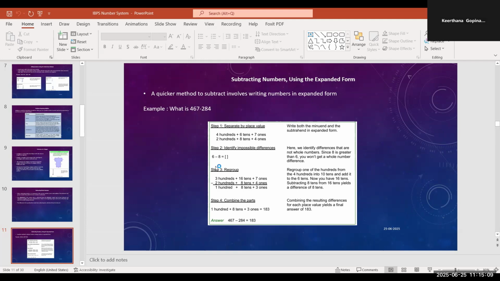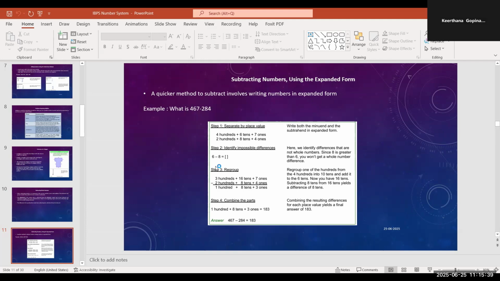And then you do the subtraction and combine the parts. That's it. So 3 minus 2 is 1, 16 minus 8 is 8, 7 minus 4 is 3. That's all. So 183. It will hardly take 10 seconds if you follow this system. This is called the expanded form of subtraction. Are you getting it? Yes, sir.